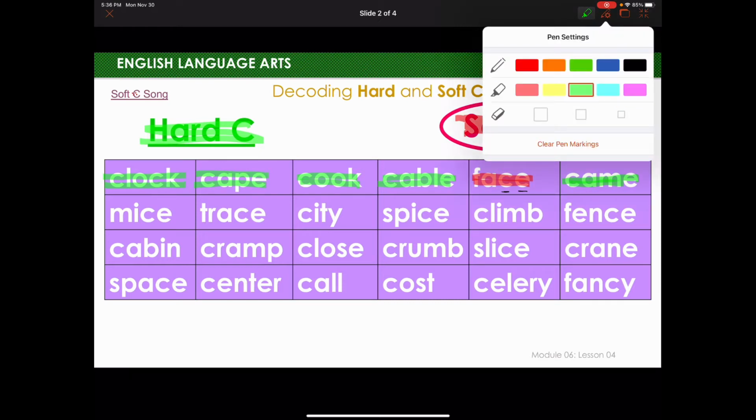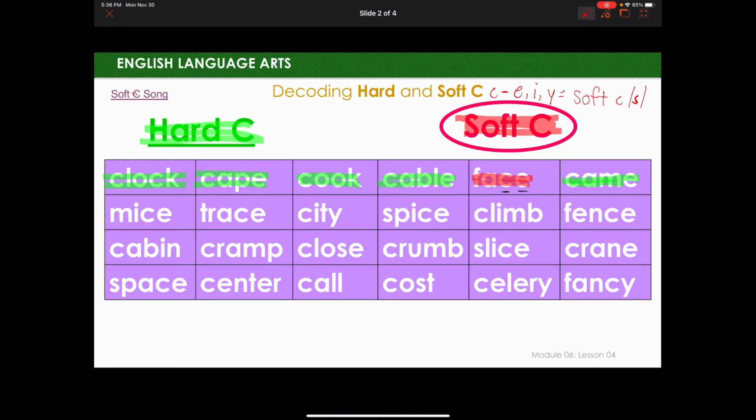Okay, there's another one. I have a C followed by an E. So let's try this one. Bossy E makes the I say its name. Mice. Okay, next one. Another C followed by an E. So let's try this. Trace. This time I have a C followed by an I. So that's going to be a soft C word. City. Spice.